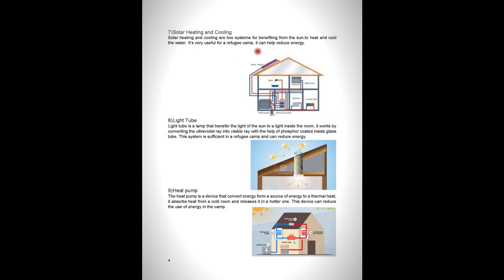Solar heating and cooling are two systems for benefiting from the sun to heat and cool the water. It is very useful for a refugee campus and it can help to reduce the energy. Light tube also uses the sun. It transfers the light from the sun to a light inside the room. Heat pump is a device that converts energy from a source of energy to thermal heat. It absorbs heat from a cold room and releases it in a hotter one. This device could reduce the use of energy in the camp.